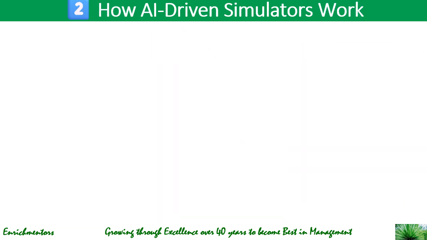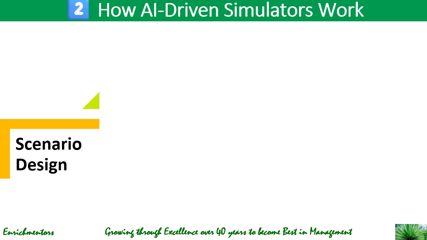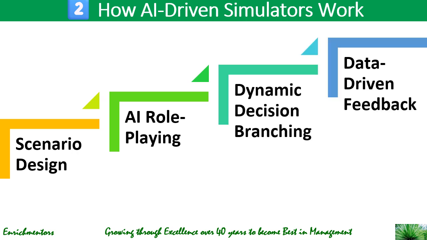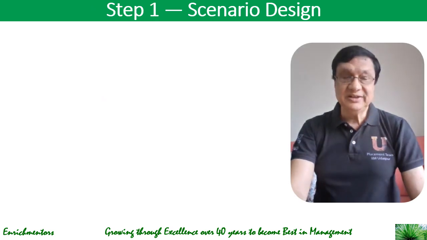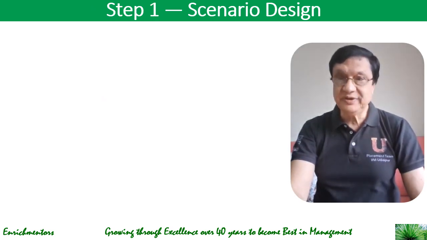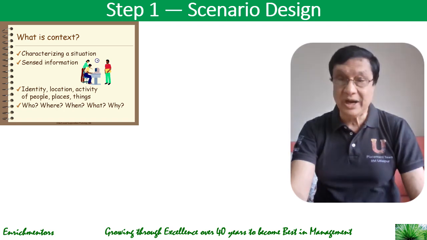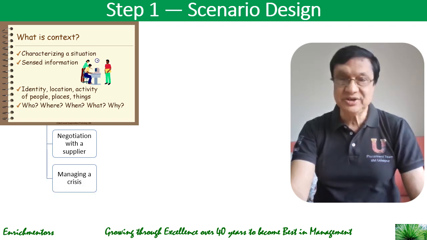Now let's understand how AI-driven simulators work. There are four key steps. It starts with designing the scenario, then you do the role playing, then dynamic decision branching, and finally data-driven feedback. The first step is designing the scenario. In this, you define the context, the situation, the who, where, what, when, why of the situation, and it could be a negotiation with a supplier, managing a crisis, or launching a product. Depends on your situation.